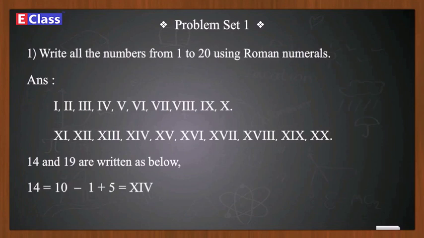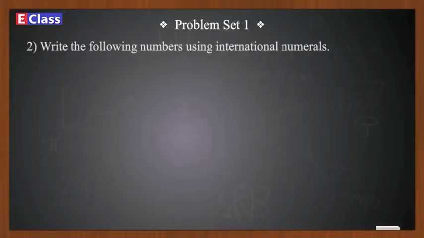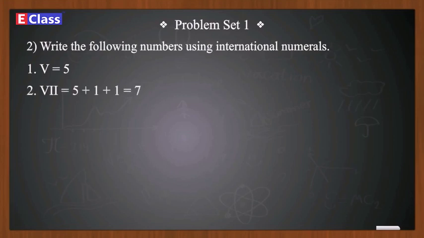14 is equal to 10 minus 1 plus 5, which is equal to XIV. 19 is equal to 10 minus 1 plus 10, which is equal to XIX. Now, let's see the second example. 2. Write the following numbers using international numerals. 1. V is equal to 5. 2. VII is equal to 5 plus 1 plus 1, which is equal to 7.